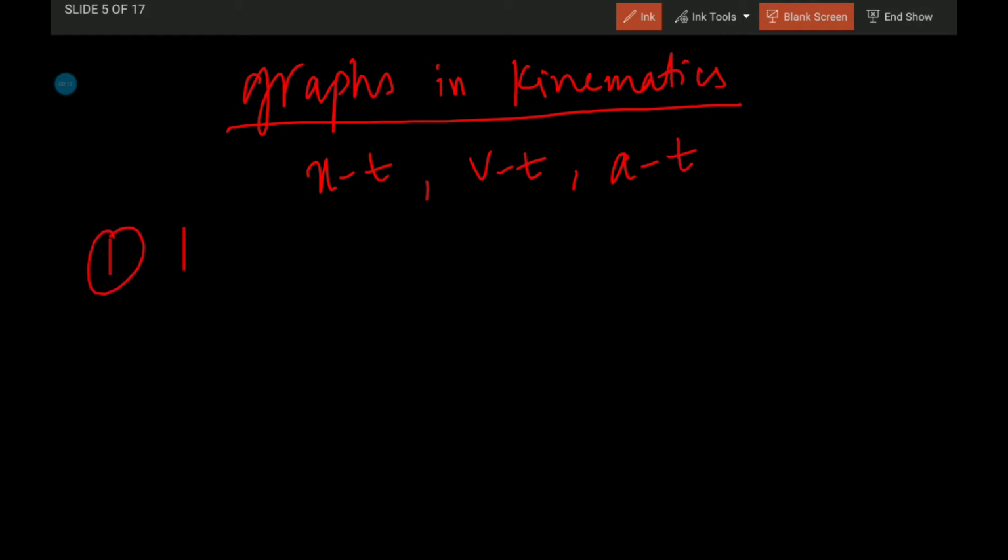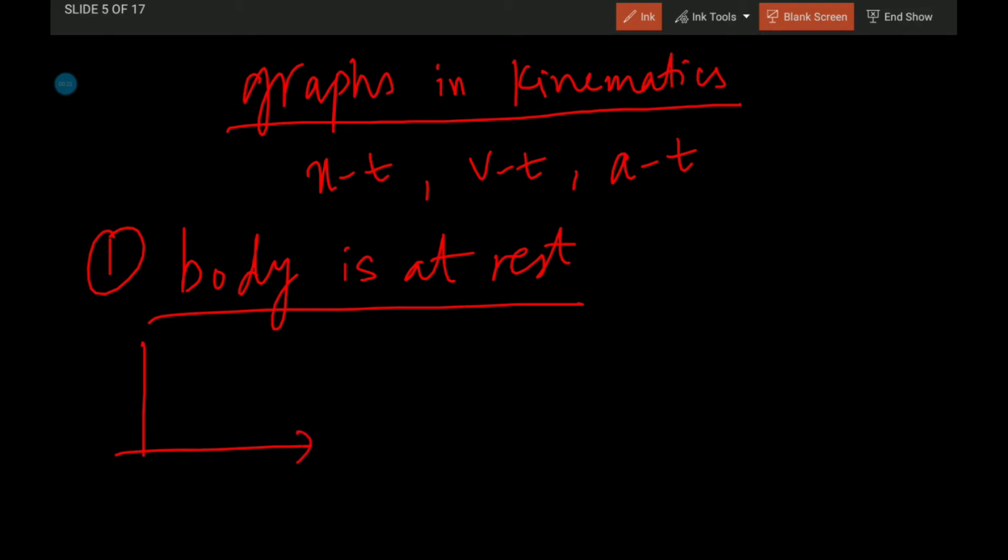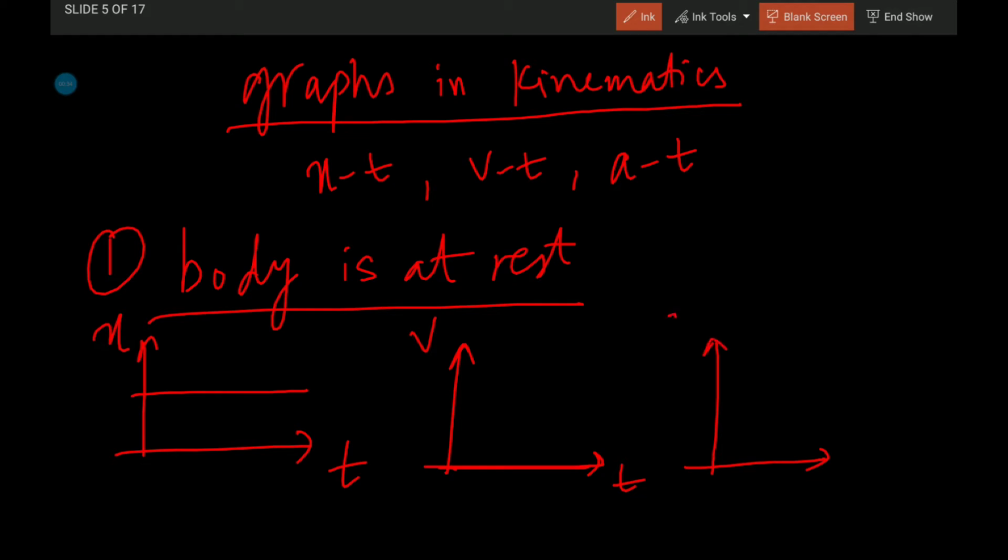The first case is when the body is at rest. So its position will not vary with time. It is constant. And the velocity is zero in that case. Since the velocity is zero, it is imperative that the acceleration is also zero.